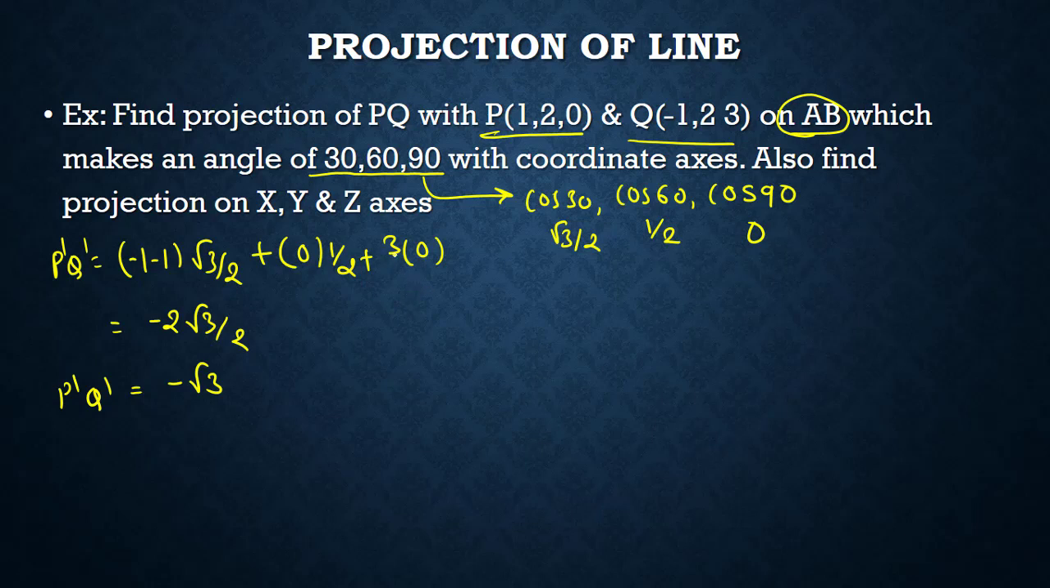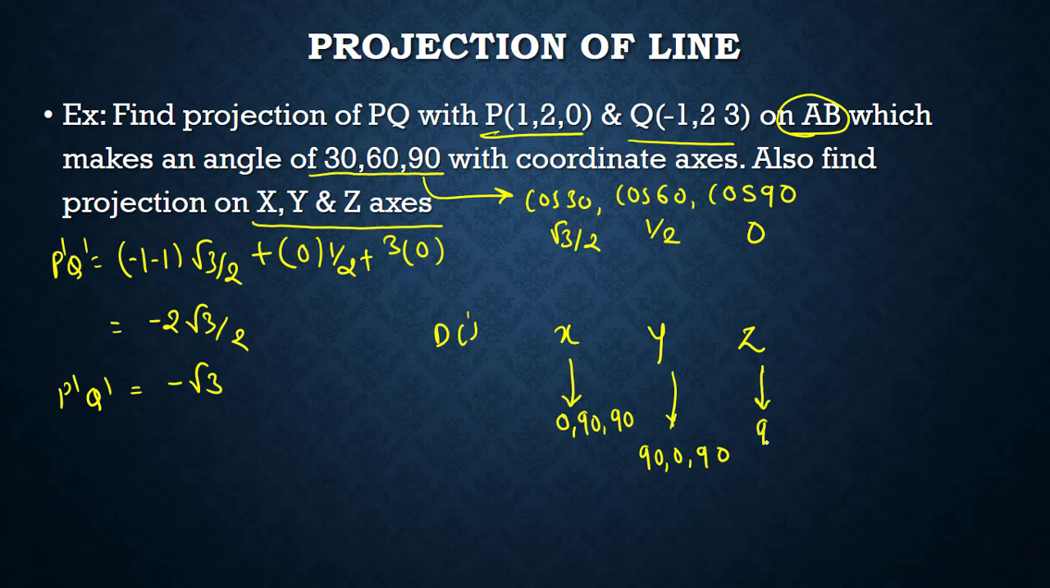Okay, now they are also asking to find the projection on X, Y and Z axis. To get the projection on the X, Y, Z axes, we have to know the direction cosines of the X, Y and Z axes. What will be the direction cosine of the X axis? The angle made by the X axis with itself is 0, with Y it is 90 degrees and with Z it is 90 degrees. For Y we'll have 90, 0 and 90, and for Z we'll have 90, 90 and 0.